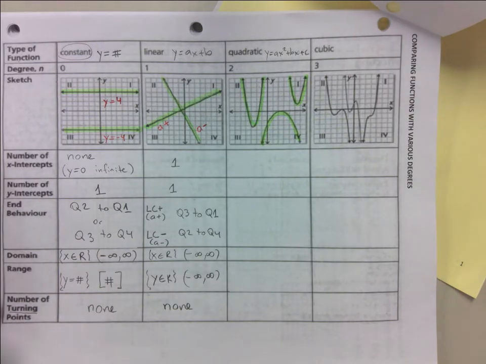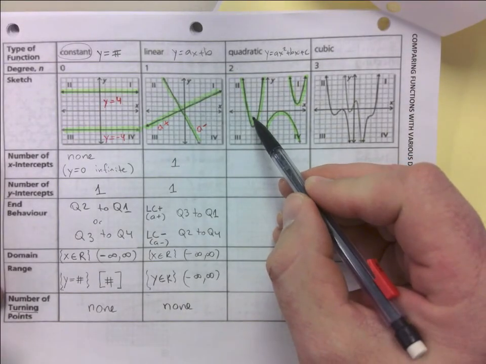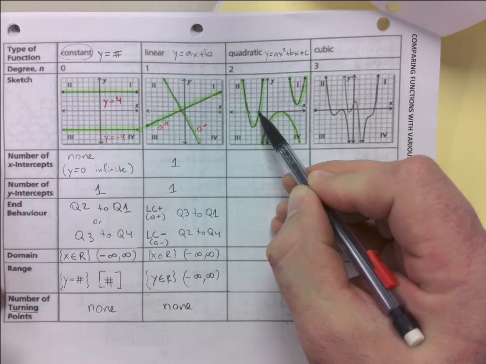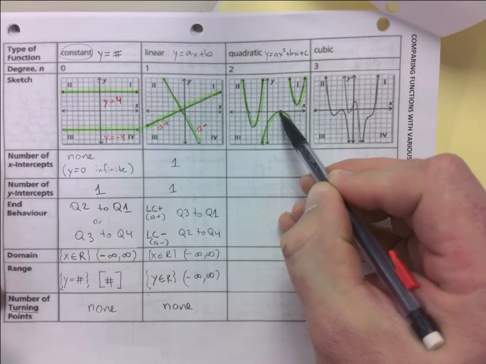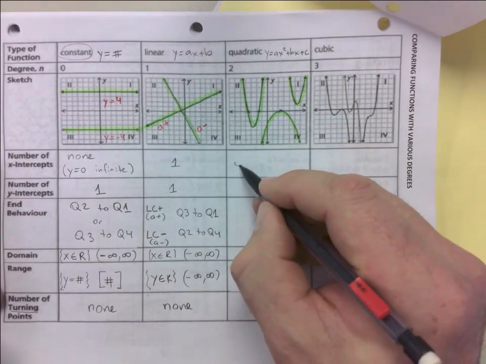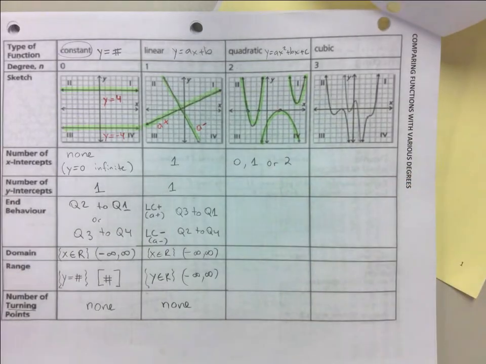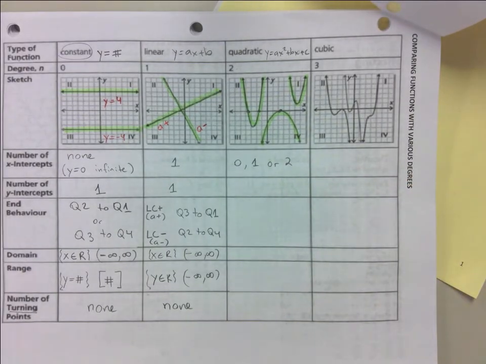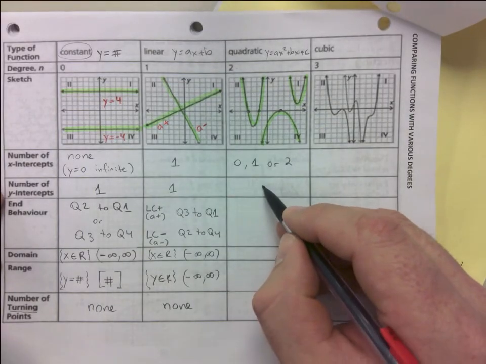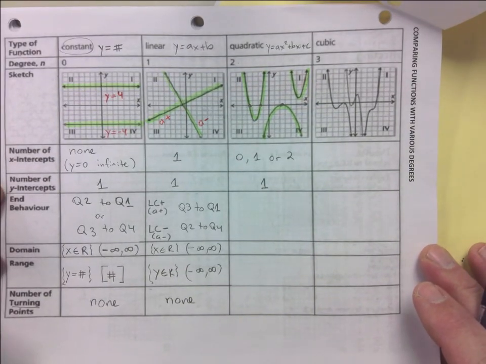Number of x-intercepts. This one could have, if you look up here, 2 x-intercepts. Crosses it twice. It can have exactly 1, or it could have none. So this would be 0, 1, or 2. Number of y-intercepts, it always has 1 y-intercept. That's not up for debate.